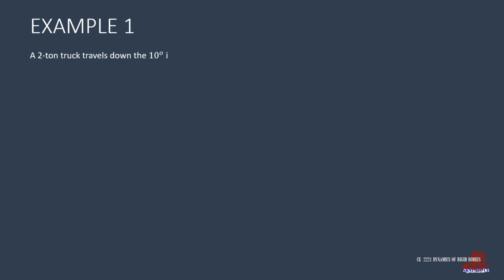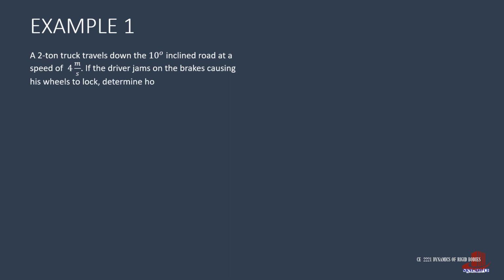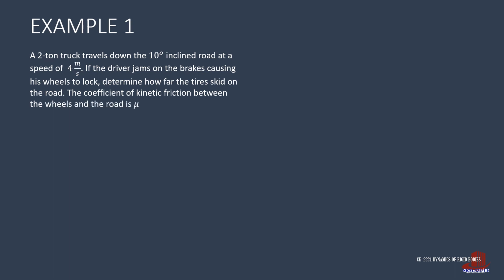The first example involves a 2-ton truck traveling down an inclined road of 10 degrees with a speed of 4 meters per second. At one instance, the driver hits the brakes and we are to determine the distance until the truck totally stops. The coefficient of friction is 0.35.